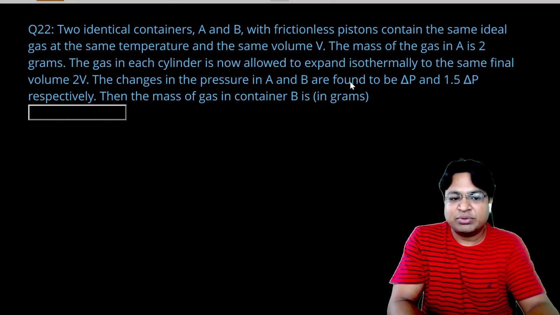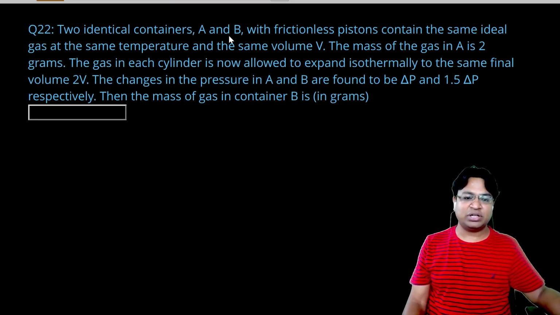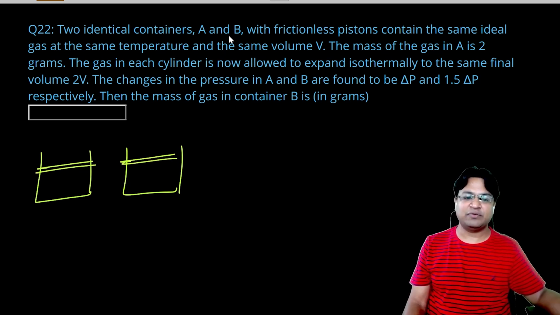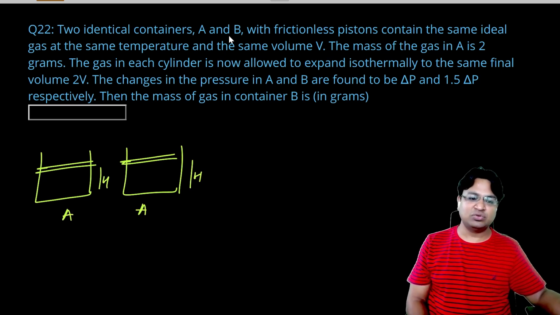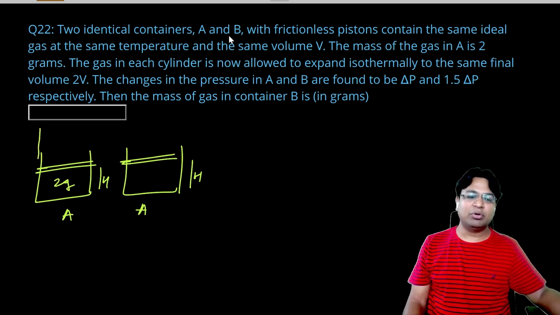Now we move to question number 22. It says two identical containers with frictionless pistons contain the same ideal gas at the same temperature and the same volume. So there are two identical containers. Because the volume is the same, that means the area is the same. Identical containers, so the height should be the same. Therefore, the volume will be the same. The mass of gas in A is 2 grams. So here we have 2 gram of mass, and each cylinder is now allowed to expand isothermally to the same final volume.